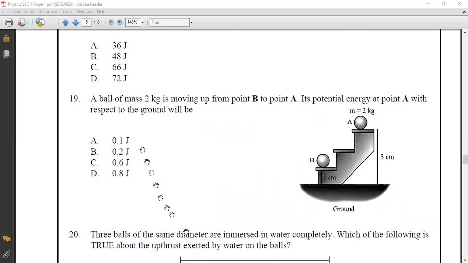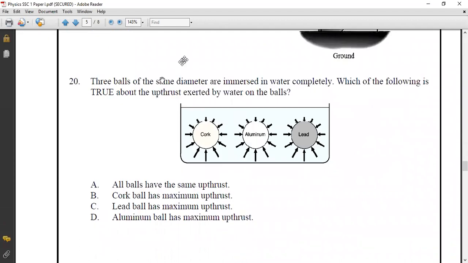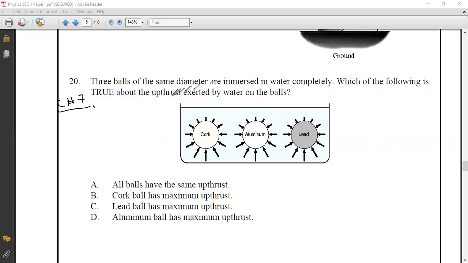Let's move to another question, that is question number 20. This question is from our chapter number 7, Physical Properties of Matter. In this question, we have three balls of the same diameter. This means that if these three balls have the same diameter, the volume of these three balls will be the same. Then these three balls are immersed in water, and which of the following statements is correct about the upthrust on the balls?